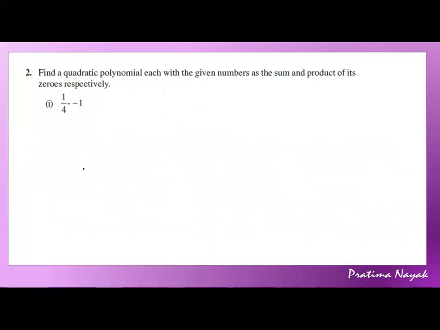Next, question number 2. Find the quadratic polynomial each with given numbers, sum and product of zeros. Here, the sum of the zeros is given, not the zeros. Product of the zeros is given, you have to get the equation. So what was the format? Format was x square minus sum of zeros, if you don't remember, please note down, into x plus product. Then immediately you can put inside the format and you will find the answer.